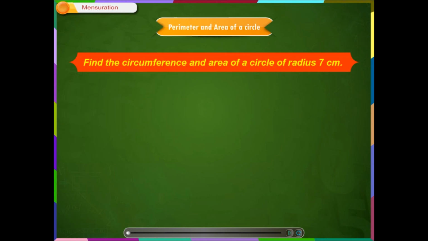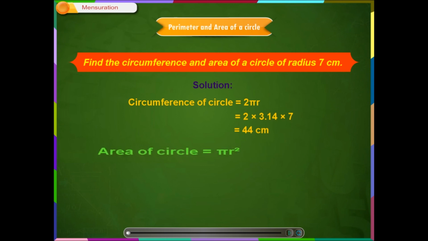Find the circumference and area of a circle of radius 7 cm. Solution. Circumference of the circle is equal to 2 pi r, which is equal to 2 into 3.14 into 7, which is equal to 44 cm. Area of the circle is equal to pi r squared, which is equal to 3.14 into 7 into 7 square centimeters, which is equal to 154 square centimeters.